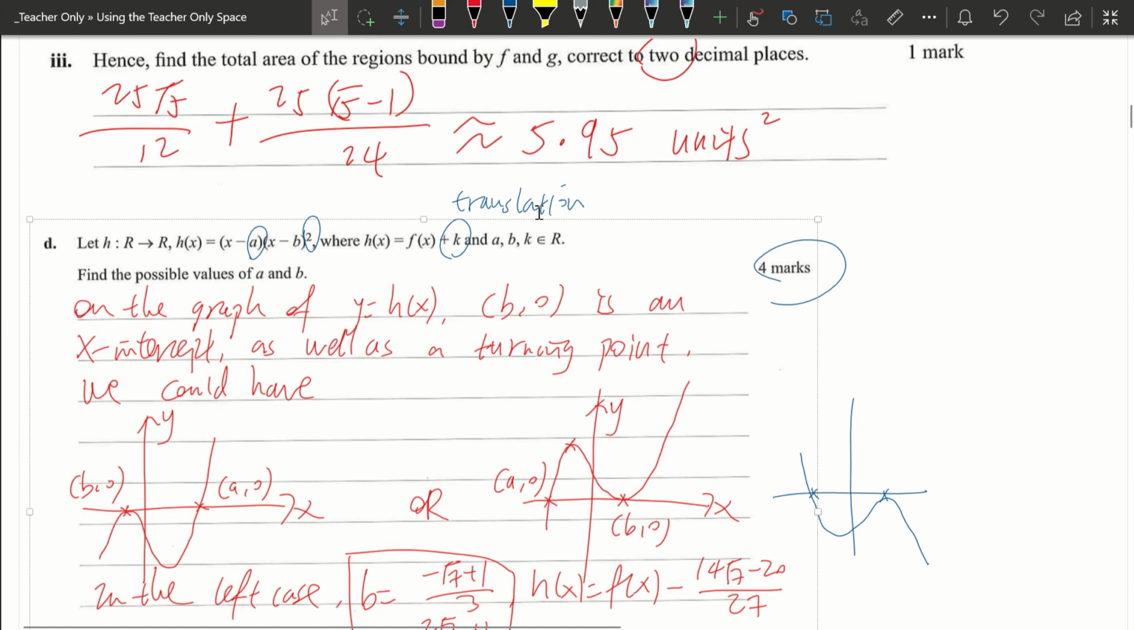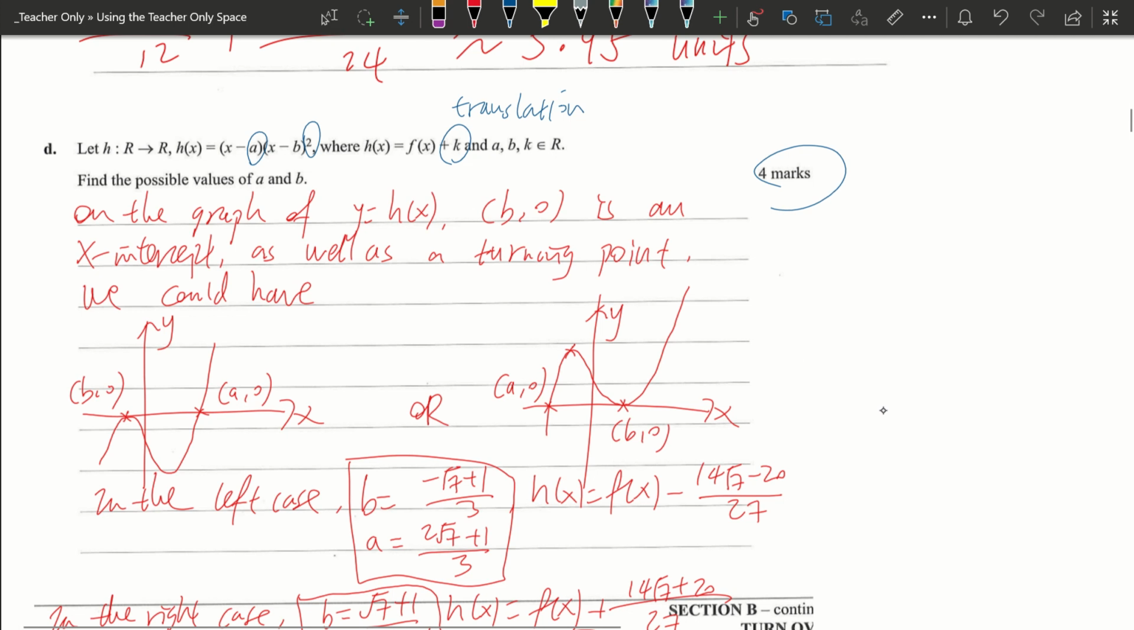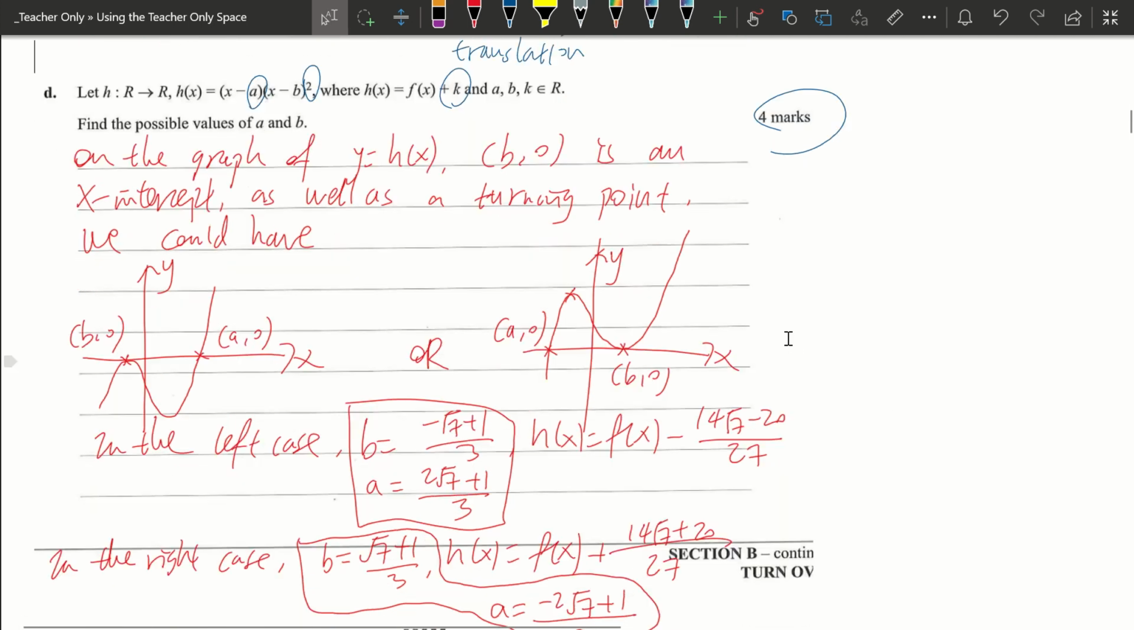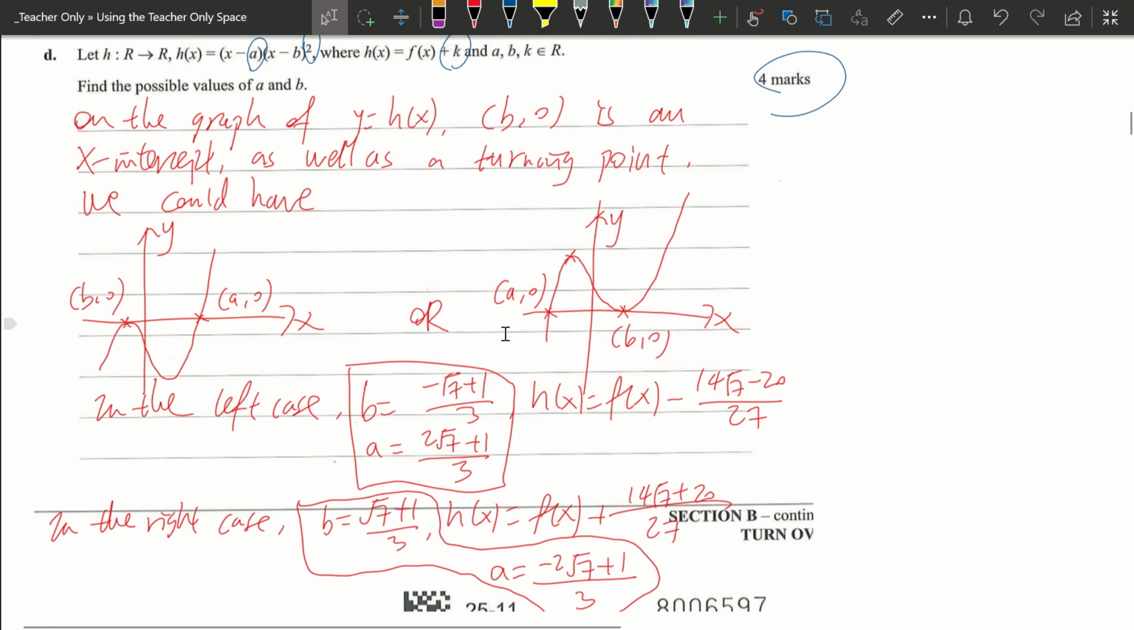So we know that it's not going to look like this blue graph I've drawn here. Okay, it's a positive quadratic. Okay, so there's two possibilities, and we need to deal with them one by one.